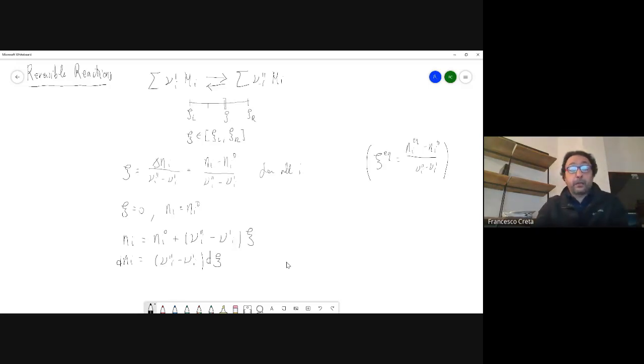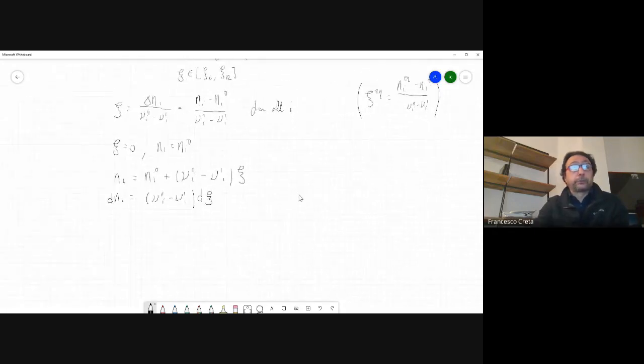Now, let me continue with this. There is a special case, for example, where we make a special choice of N0, the initial moles. What if I choose the initial moles as being exactly like the stoichiometric coefficients?